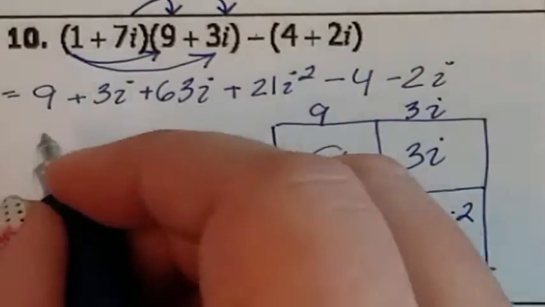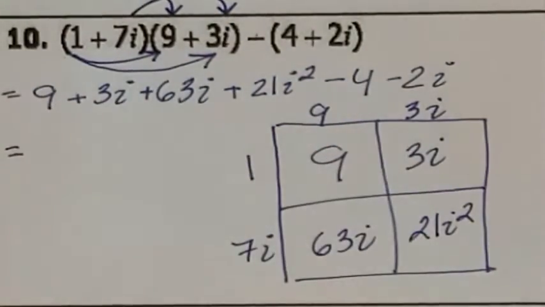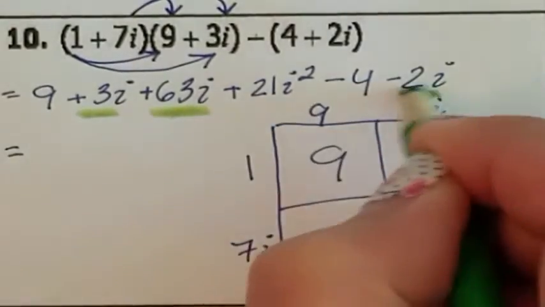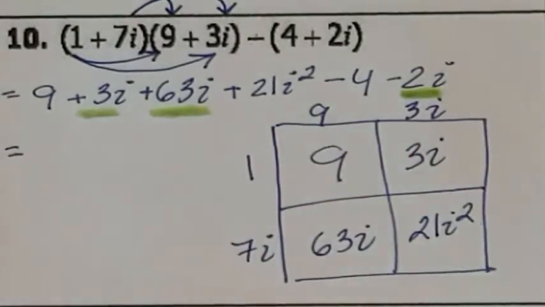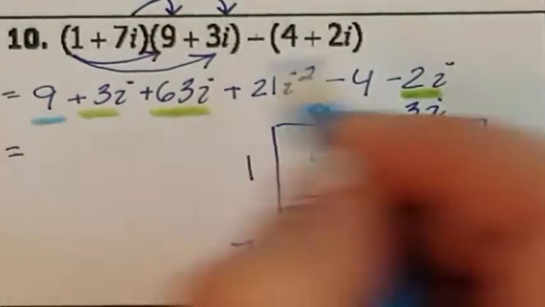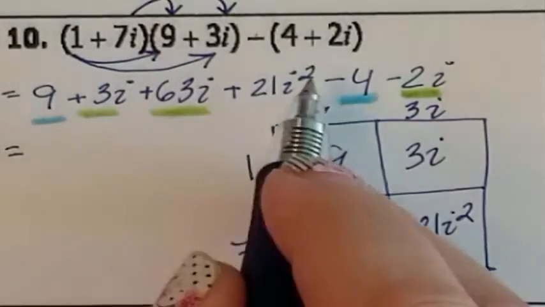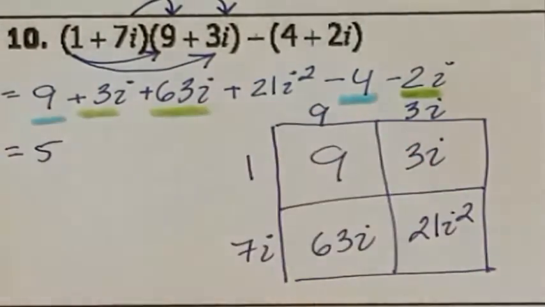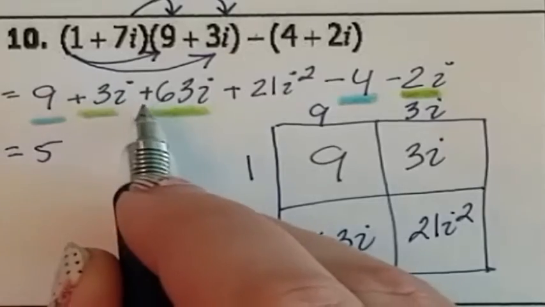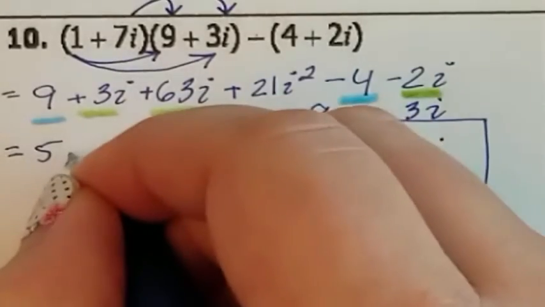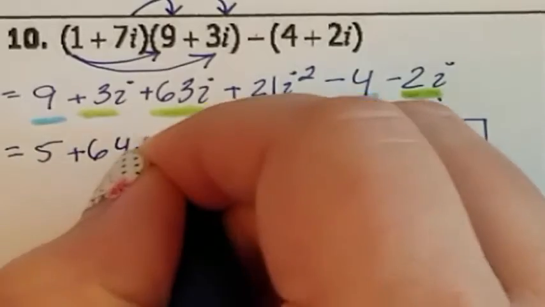So now I need to do my imaginaries plus my imaginaries. i's all go together. i squares stay with only i squares, so we need to deal with them in a minute. So 9 minus 4 is a 5. 3i plus 63i minus 2i gives me a plus 64i.